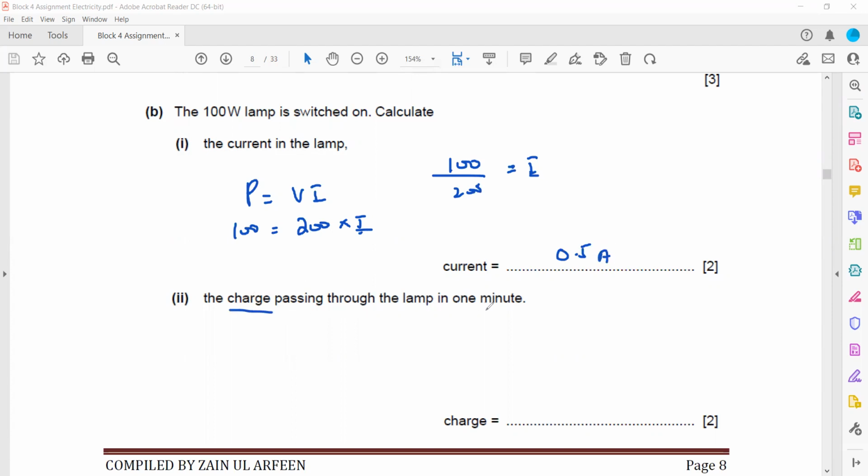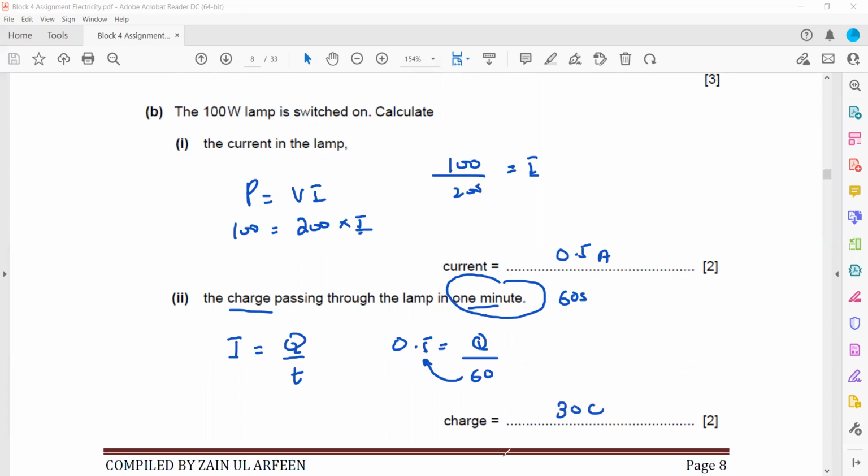The charge passing through the lamp in 1 minute. So we have the formula: current equals charge divided by time. The current in this 100-watt lamp is 0.5. Charge we don't know, and the time should always be in seconds. So 1 minute means 60 seconds. So this is 60, it is divided; on the other side it will be multiplied. So 0.5 multiplied by 60. The charge which will pass through each lamp is equal to 30 coulombs.